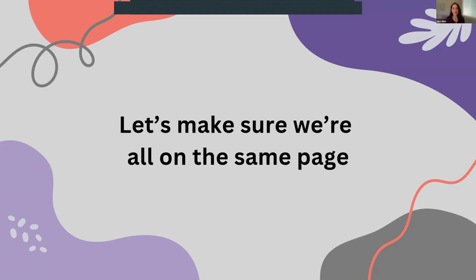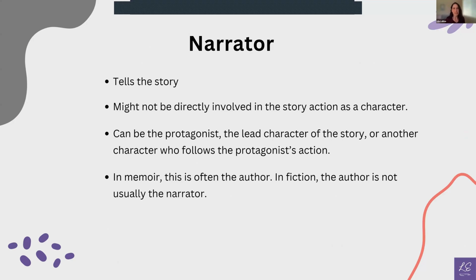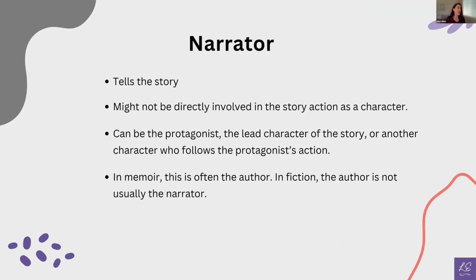So we're going to first make sure that we're all on the same page regarding definitions for certain words that we're going to be talking about or using in this presentation. And the first is narrator. So the narrator is the person who tells the story. They might not be directly involved in the story action as a character themselves. They can be the protagonist, the lead character of the story, or they can be another character who follows the protagonist's action. And in a memoir, this is often the author. But in fiction, the author and the narrator are two separate things.